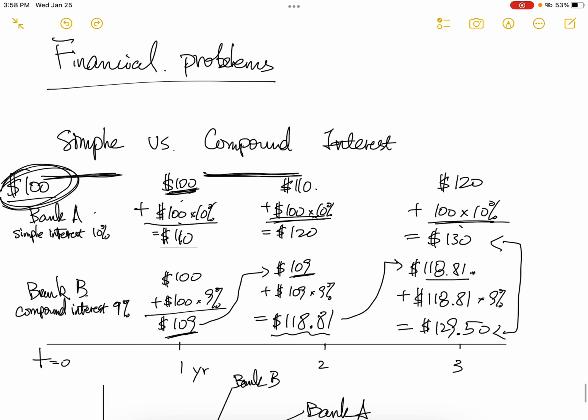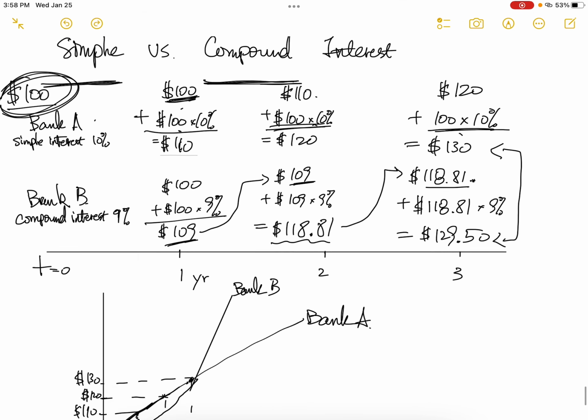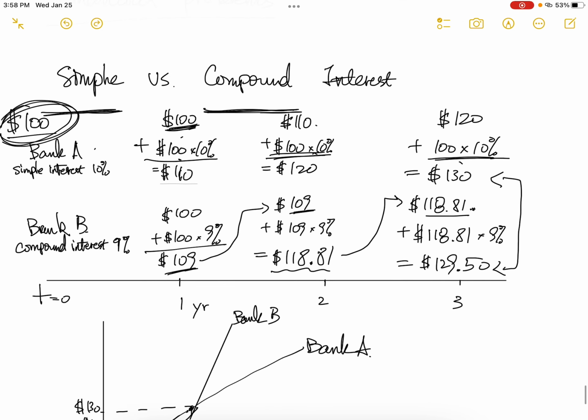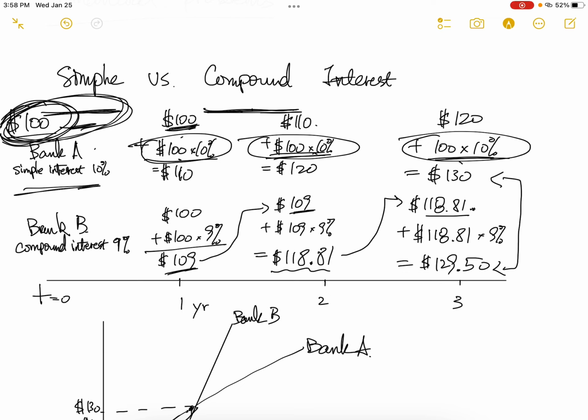So there's just two things to note for financial problems. Number one, the concept of simple versus compound. For simple interest here, the interest amount every year is always the same because it's always going to be the original $100, original amount times the interest rate. For compound interest, the interest accumulated every year is based on the amount of money that you have.